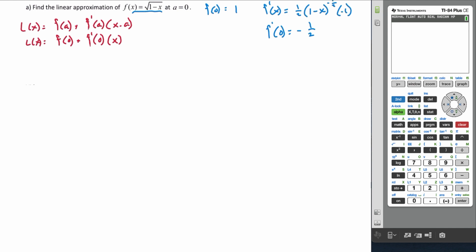Now plugging those values into L. L of x is equal to 1 minus 1/2 times x.